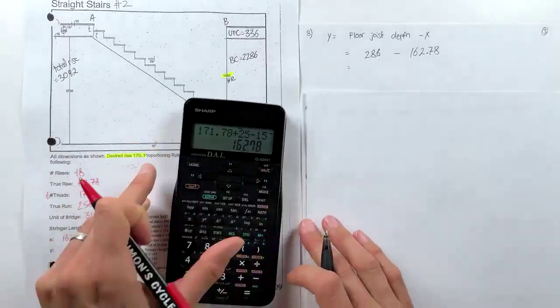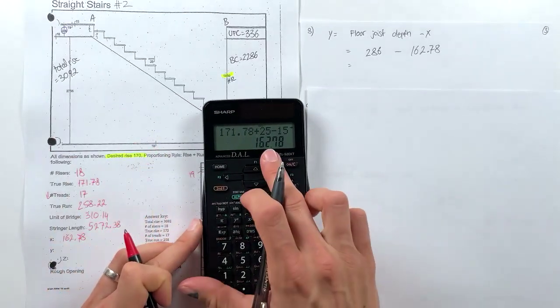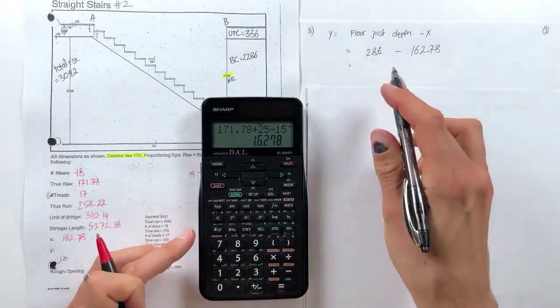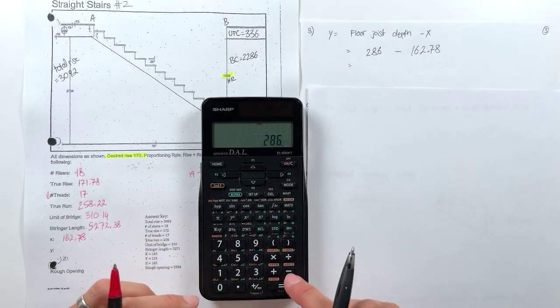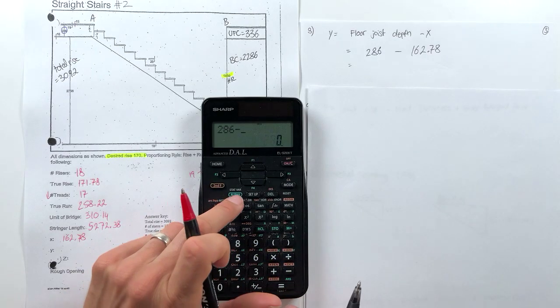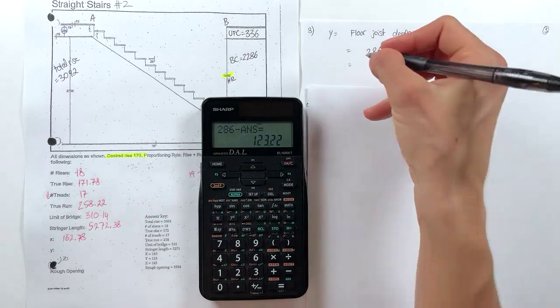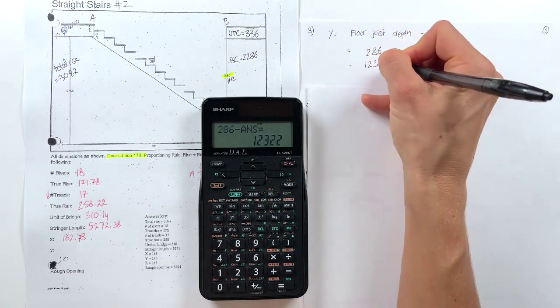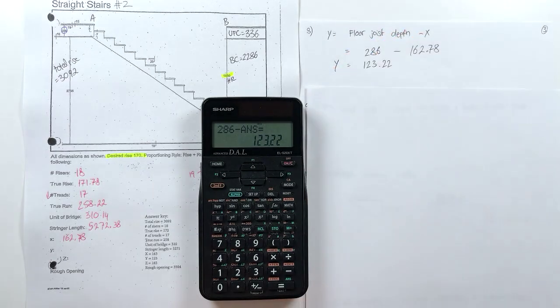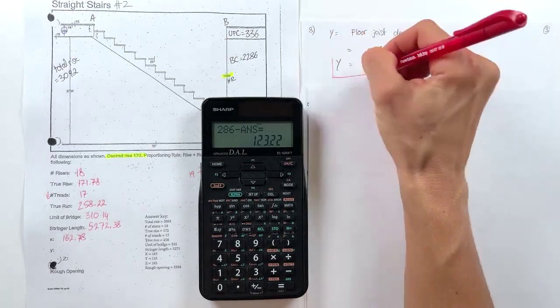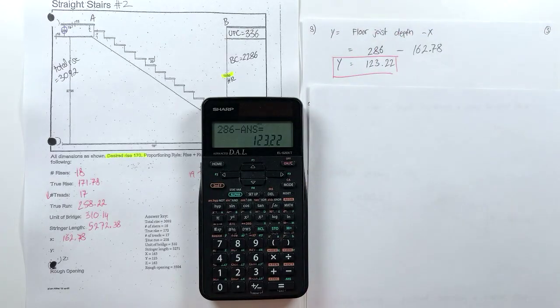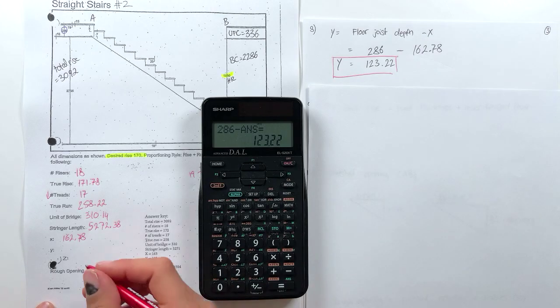And that's it. So here we get to do the same thing. Look, we still have the number here. So let's pop in the 286 for our floor joist depth minus alpha, and enter button gets us to use the answer that we just had in the calculator. And this is our Y measurement. There you go. 123.22.